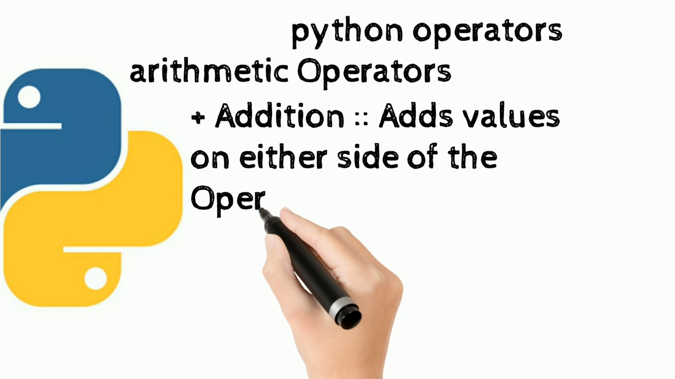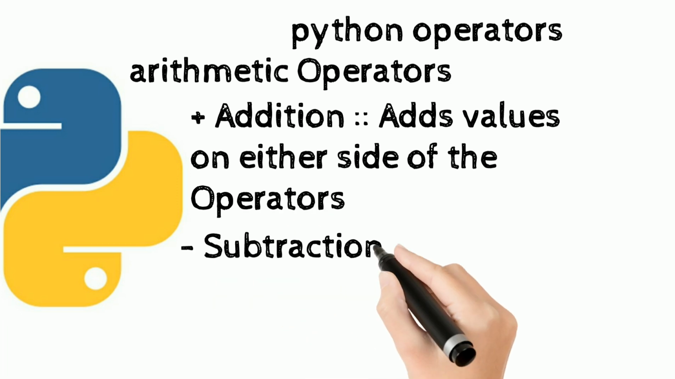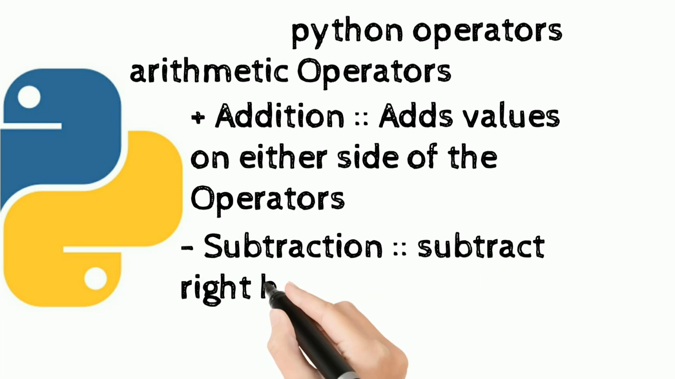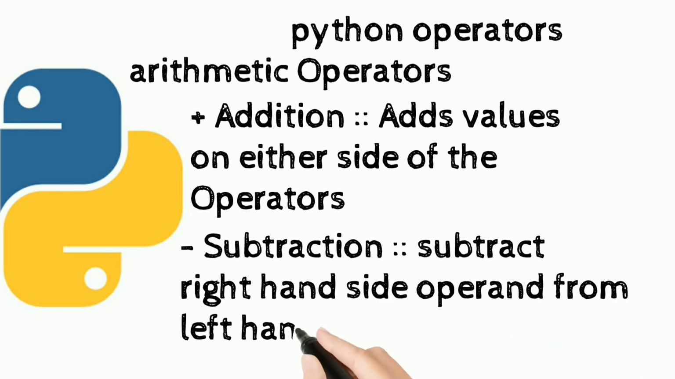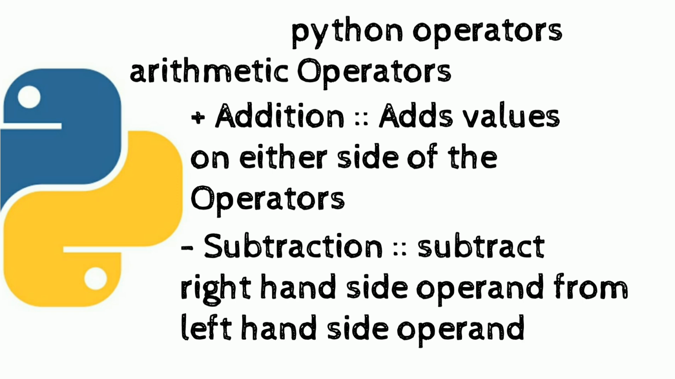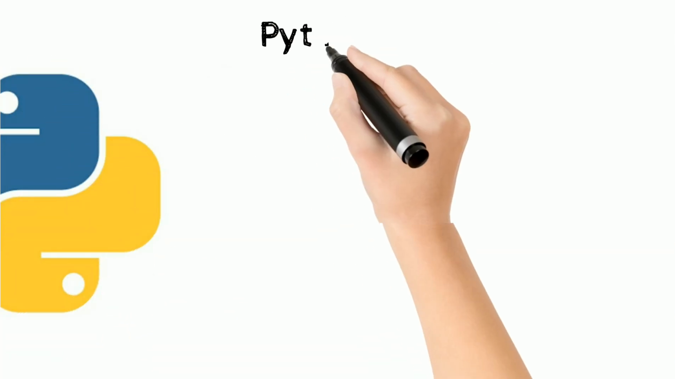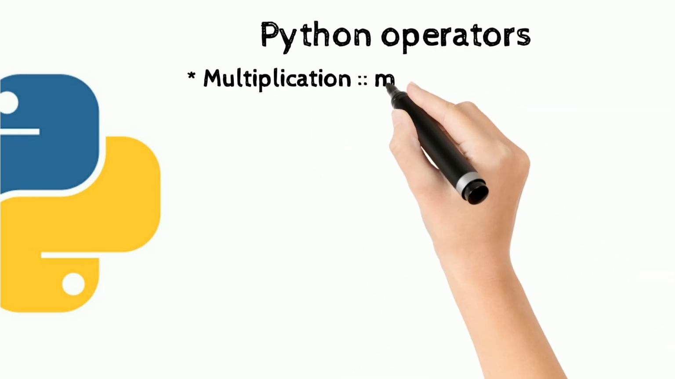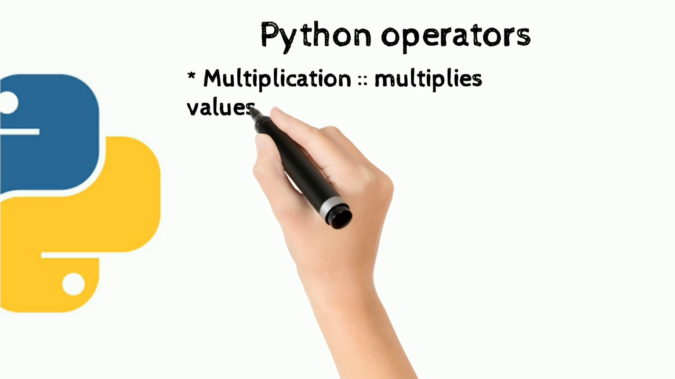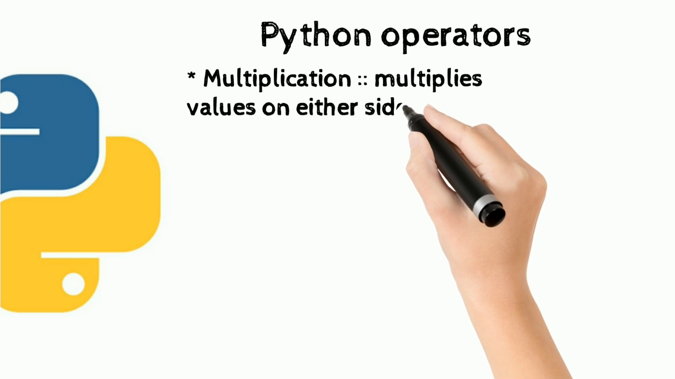Consider this example here. Subtraction means subtract the right hand side value from the left hand side value, the right hand side operand from the left hand side operand. Next one in the same Python arithmetic operators, and the next one is multiplication. Multiplication means it multiplies values on either side of the operands.